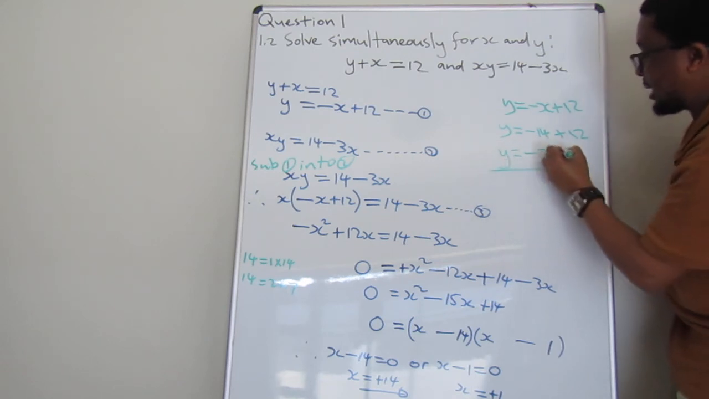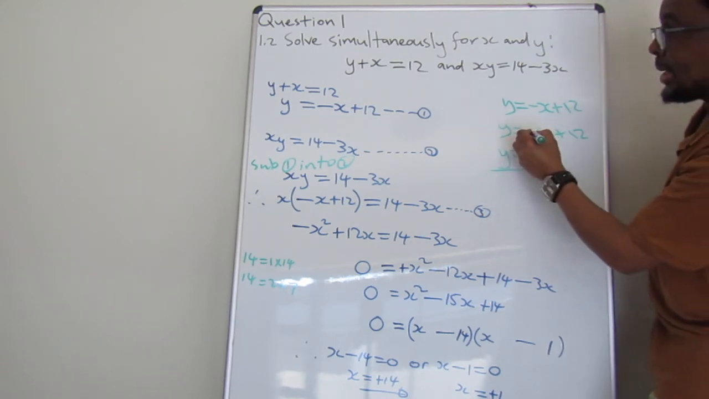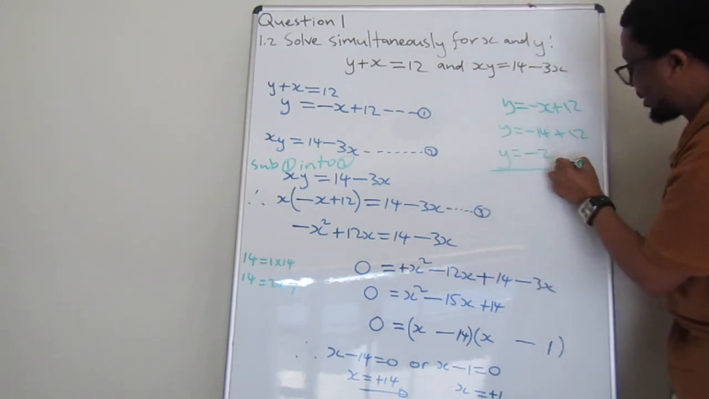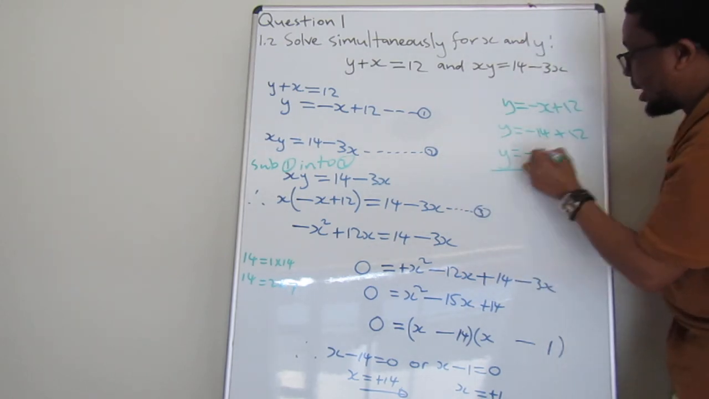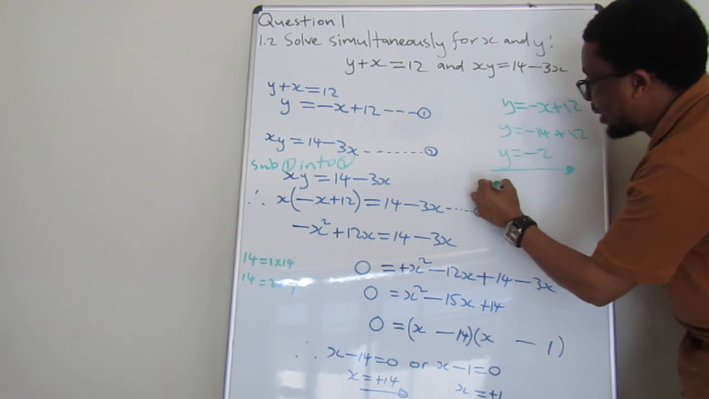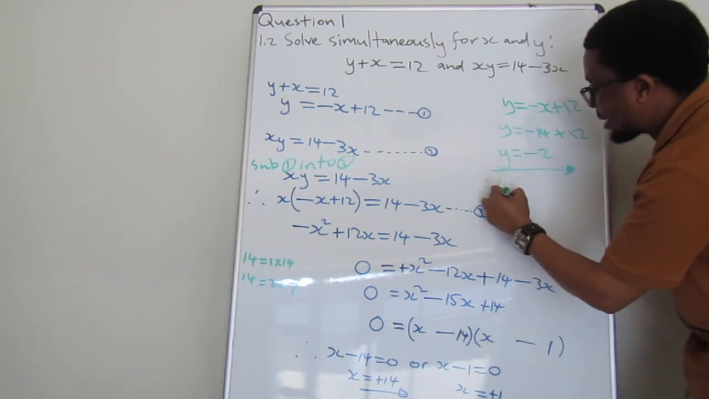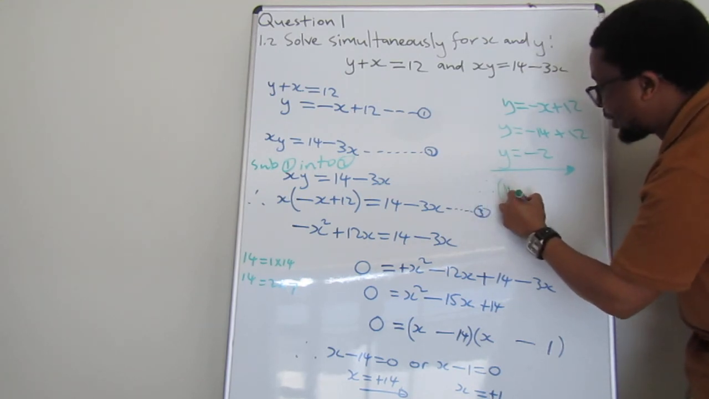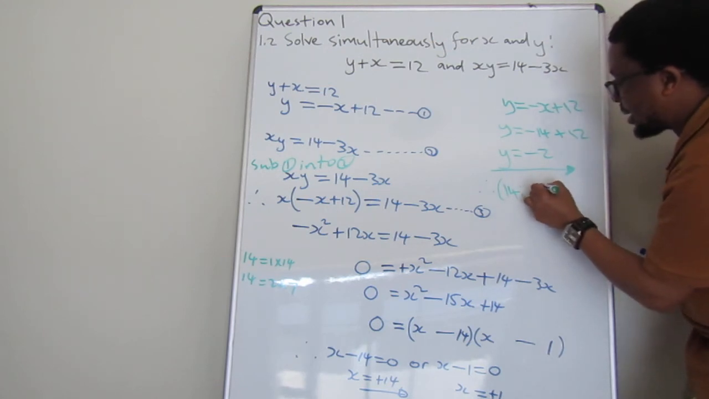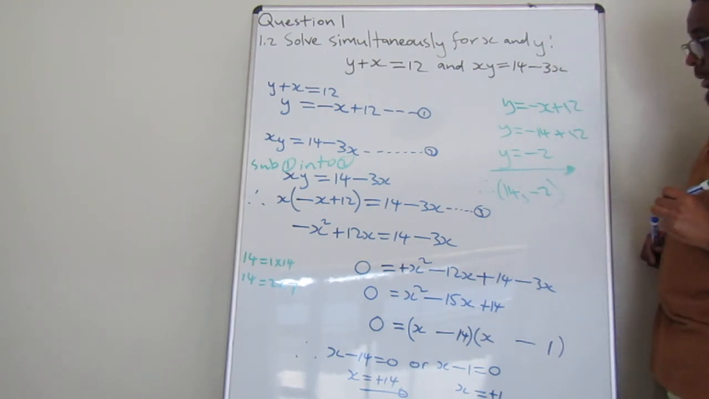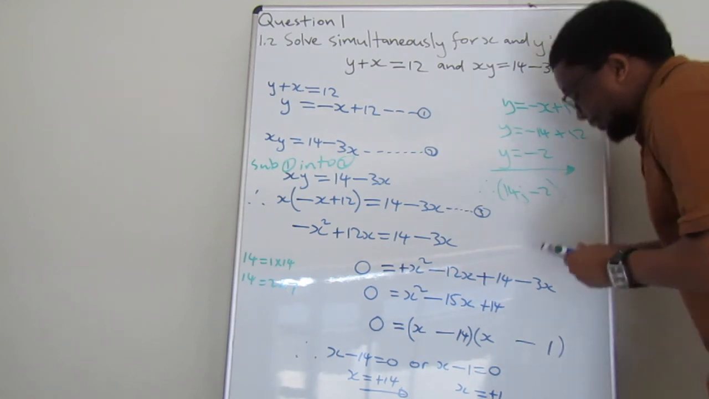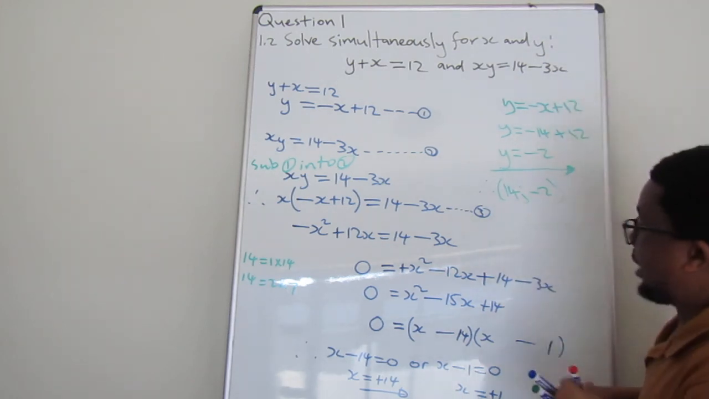Beautiful. Negative 2. Yes, there we go. Therefore, when x is a positive 14, then y is a negative 2. Then I'll write it there like that.